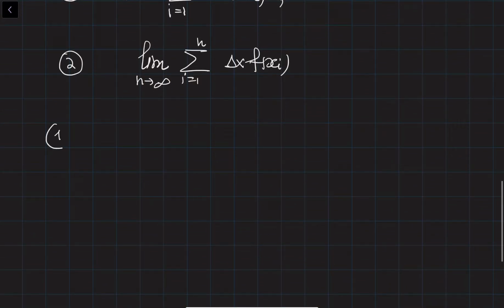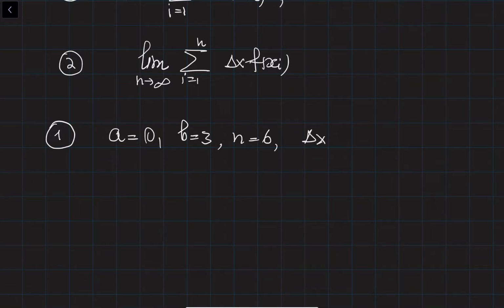In the first case, we are given a equal to 0, b equal to 3, n equal to 6. So that's why delta x is going to be equal to b minus a divided by n, which is equal to 0.5.